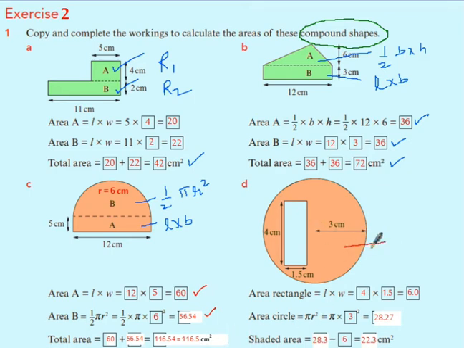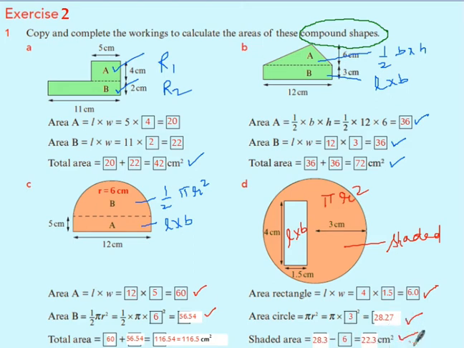Here they are asking the area of the shaded region. So you can find shaded. Shaded means bigger minus smaller. So bigger is your square, which is pi r square, and this is length into breadth. So length into breadth and pi r square. So we can find it. Here the area of the rectangle is 4 into 1.5, which gives you 6, and the area of the circle is pi r square, which gives you 28.27. So when we round off, it becomes 28.3 minus 6 gives you 22.3.